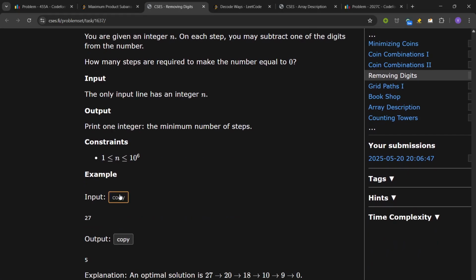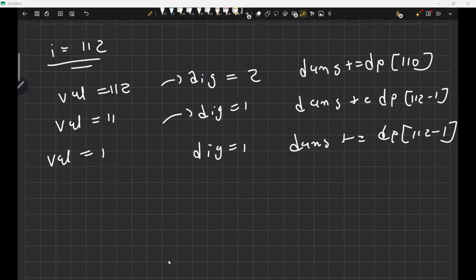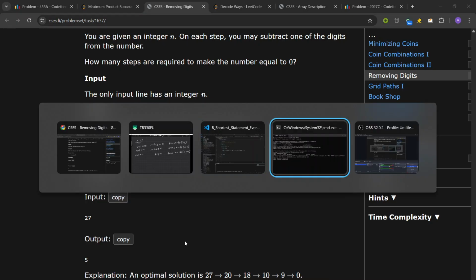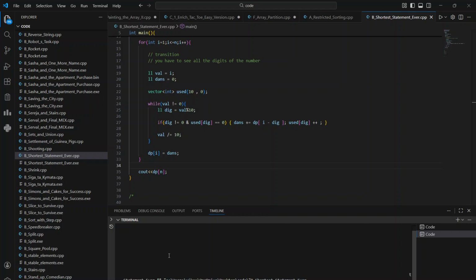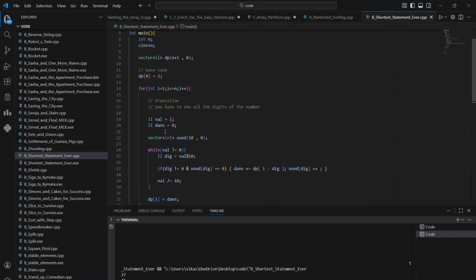So when n is equal to 27, the output is 5. Sorry, where is the VS Code? It is here. When n is equal to 27, oh no, I made some mistake again. Why is the answer pretty big? Why is the answer pretty big? Okay, so I think I have made some error in this.